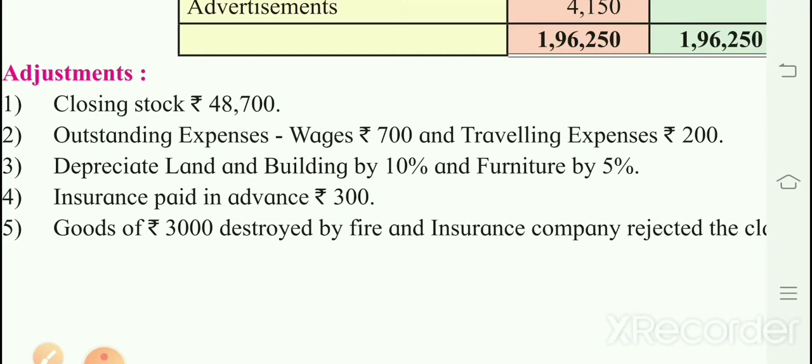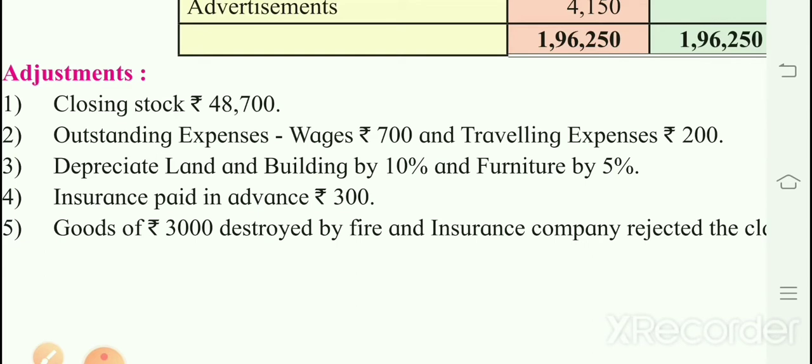Then, similarly, see the amount of furniture 38,700 we have written on asset side. Charge 5% depreciation on this amount. The amount of depreciation on furniture will be 1,935. So deduct this amount from asset side from furniture, and second effect will be given to debit side of profit and loss account.